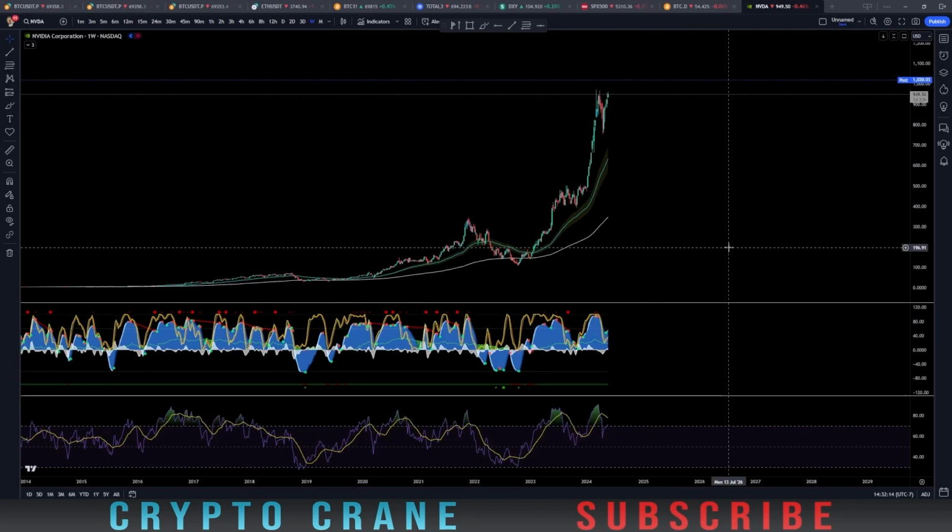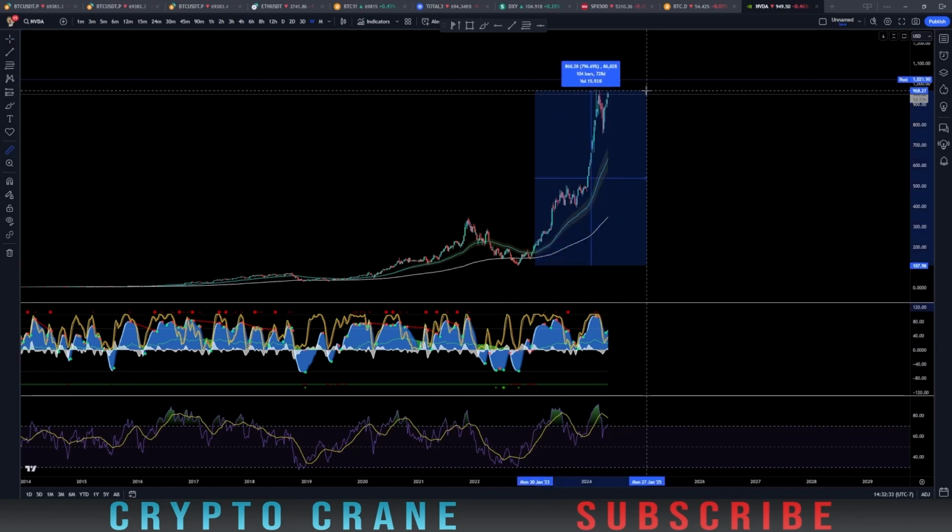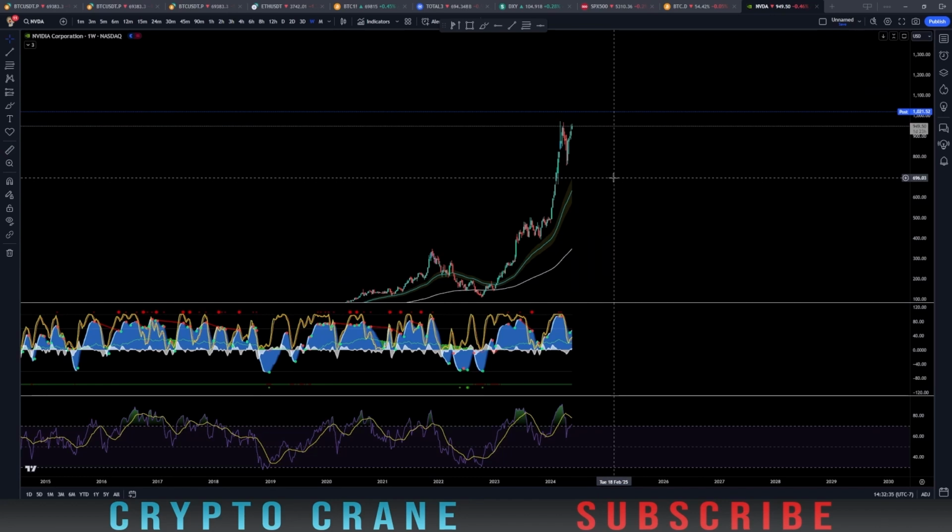If this doesn't tell you we're in the .com bubble all over again, I don't know what will. We have a mega cap doing crypto gains. Nvidia is almost up 10x from the bear market lows, and it doesn't look like it's over yet.